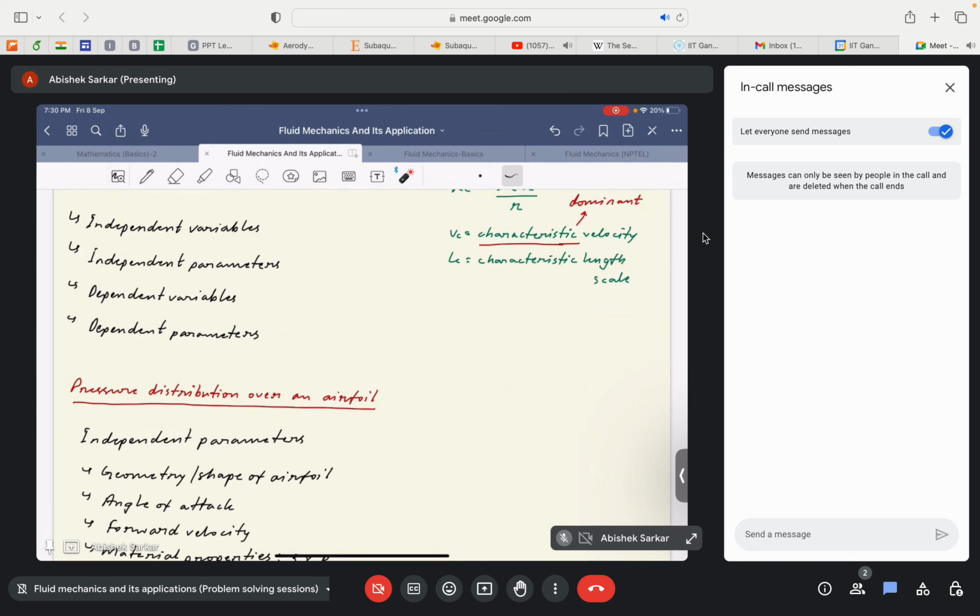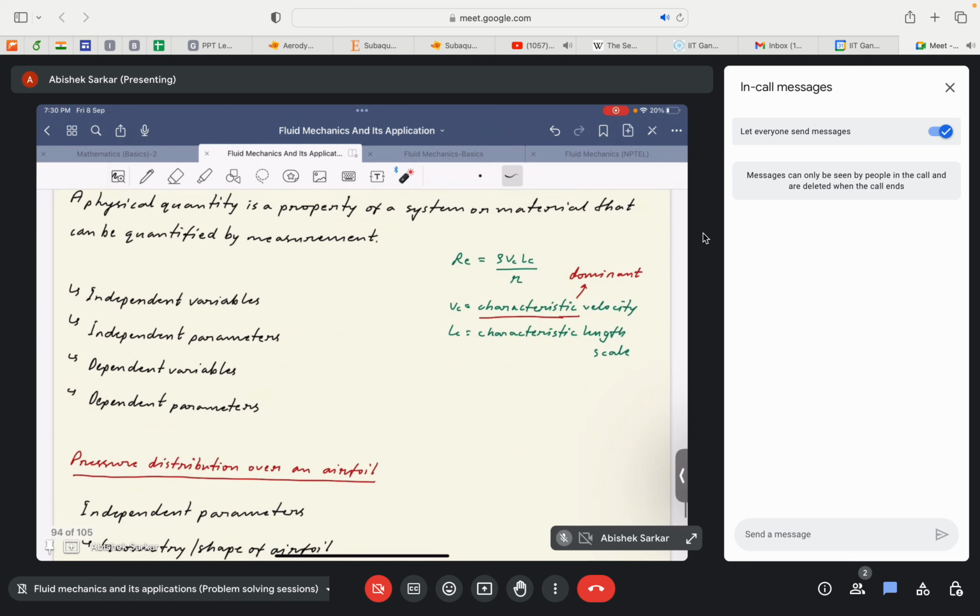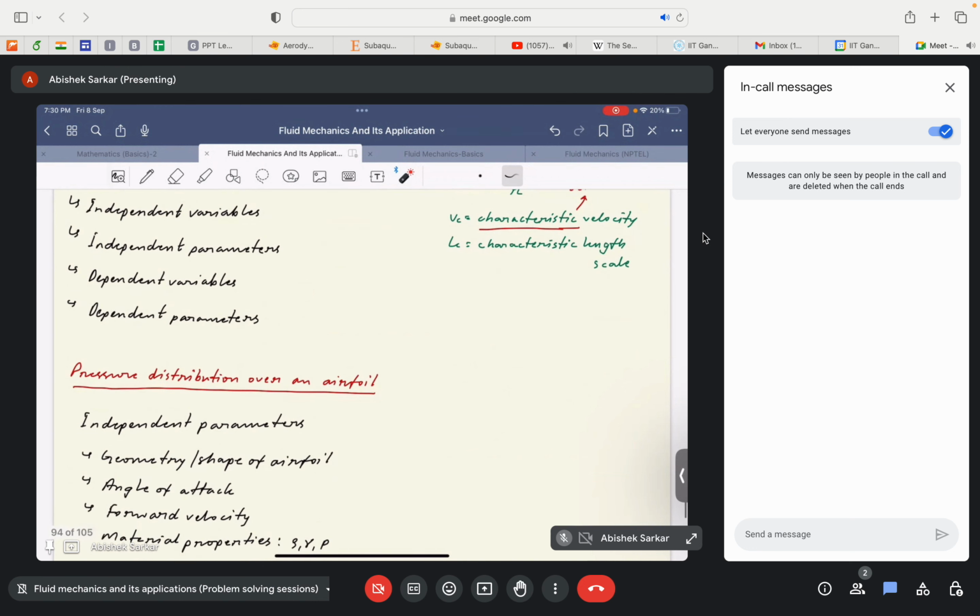Again, this physical quantity that is mentioned here can be subdivided into four categories: independent variables, independent parameters, dependent variables, and dependent parameters. Independent variables basically means the variables that are independent of the experiment or the flow measurement that we are conducting.